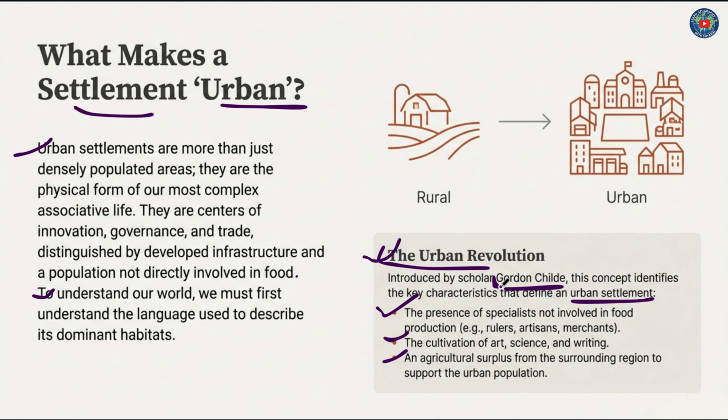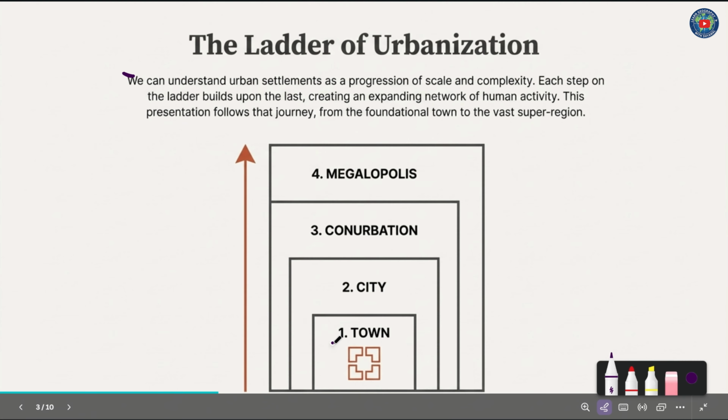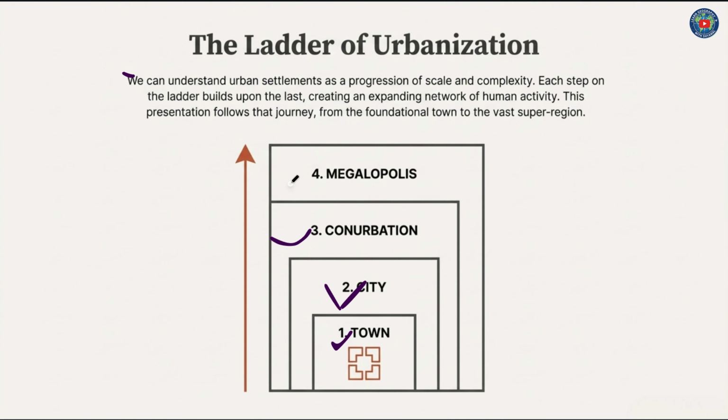provided by Gordon Childe. We can understand urban settlements as a progression of scale and complexity. Each step on the ladder builds upon the last, creating an expanding network of human activity. This presentation follows the journey from the foundational town to the vast super region. At the preliminary stage, town, then city, then conurbation, and megalopolis. Megalopolis means largest city, largest urban center.